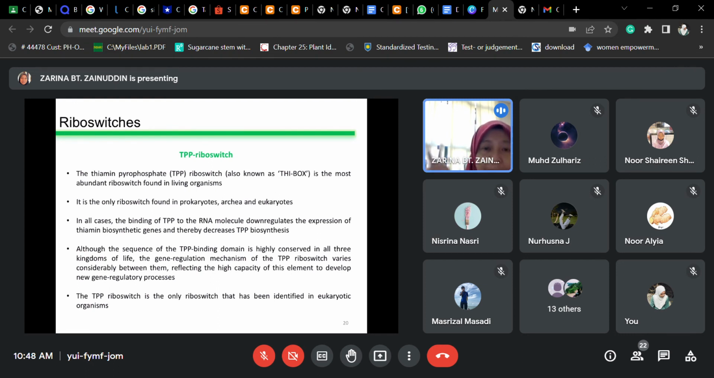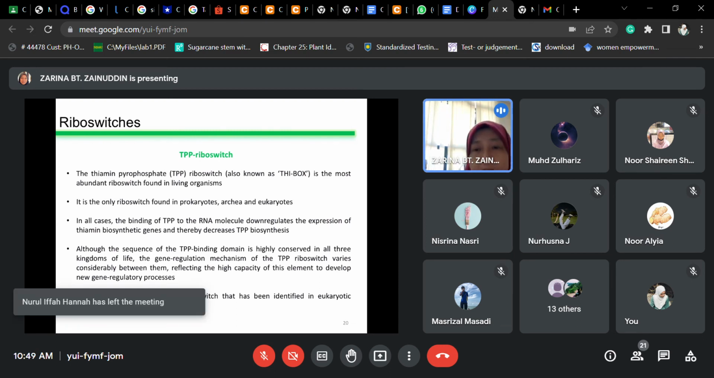So when the ligand TPP binds to the riboswitch, it will downregulate the expression of thiamine biosynthetic genes and decrease TPP biosynthesis. Although the sequence of the TPP binding domain is highly conserved between prokaryotes, archaea, and eukaryotes, the gene regulation mechanism of the TPP riboswitch varies between them. How they regulate is actually different. I will give a table later. This reflects the high capacity of this element to develop new gene regulatory processes. And the TPP riboswitch is the only riboswitch that has been identified in eukaryotic organisms.